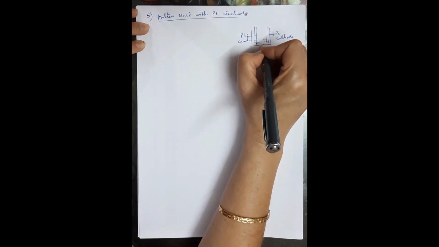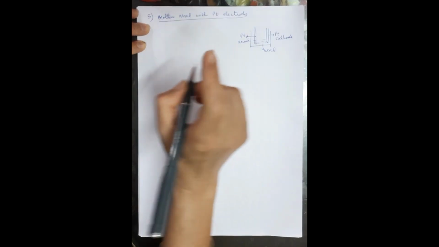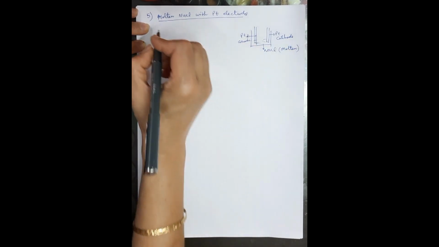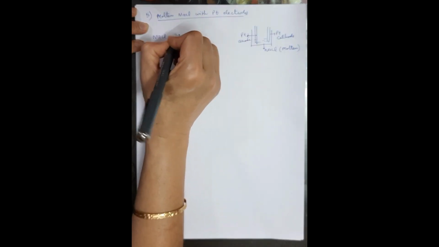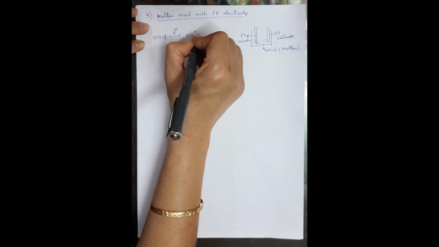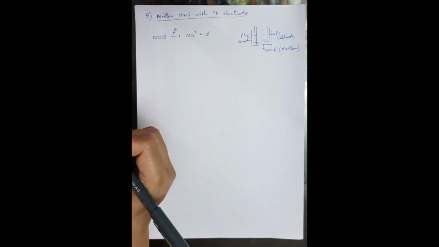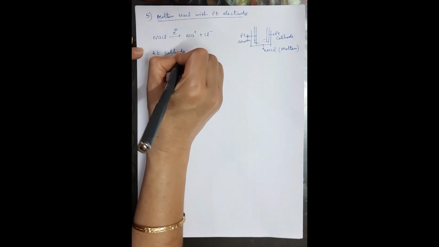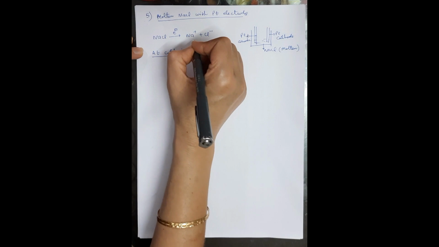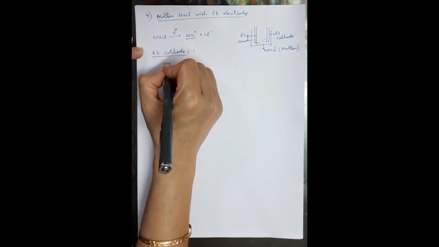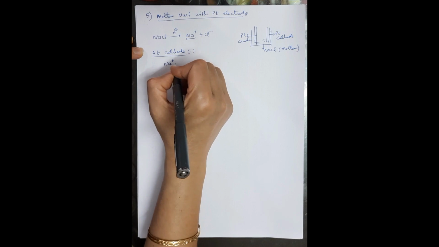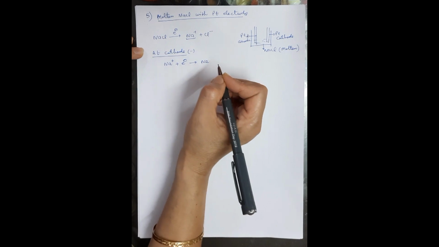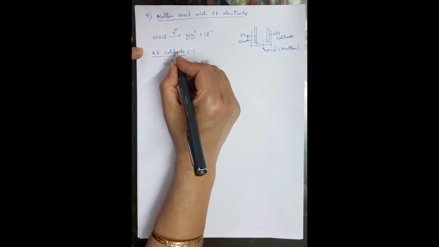And this is molten NaCl. It is not an aqueous solution. Molten NaCl means sodium chloride is melted. Now in this case, when electricity is passed through, this makes sodium ions and chloride ions. At cathode, who will go? It is a negative terminal. Positive ions will go. So sodium ions will be attracted towards cathode and it gains an electron, changes to sodium metal. So sodium metal will be deposited at cathode.